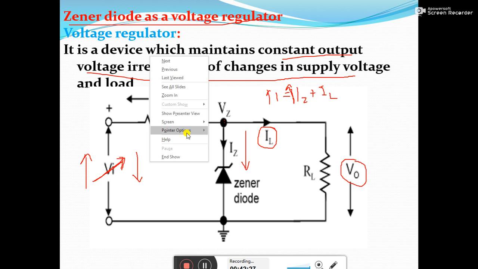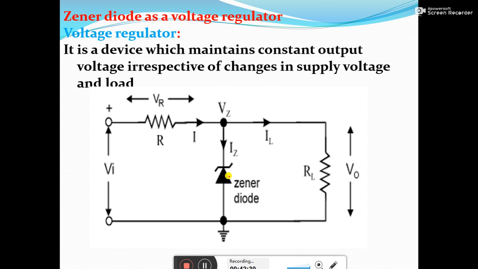We'll discuss the next case, that is load regulation. Load regulation in the sense RL should be varied keeping Vi constant. Since Vi is constant, remember here for the second case, obviously I expect I to be always constant.